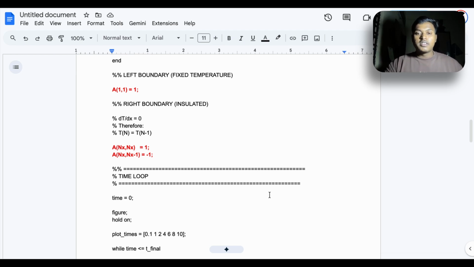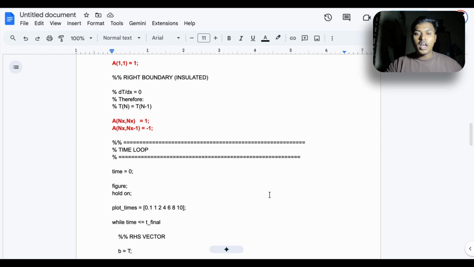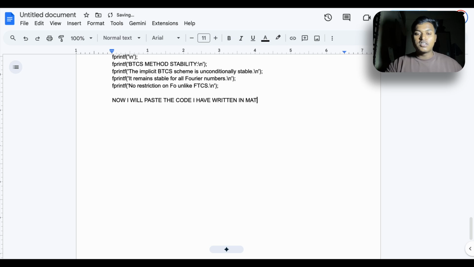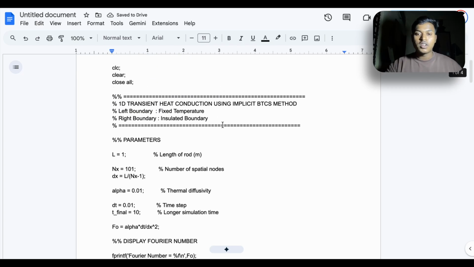Time loop. Next, the transient solution is obtained using a time loop. At each time step, the right hand side vector is formed, the matrix equation is solved, and the temperature distribution is updated. The matrix system is solved using, as I will show you here, T_new equal to A backslash B. Since this is an implicit method, simultaneous equations must be solved at every time step.